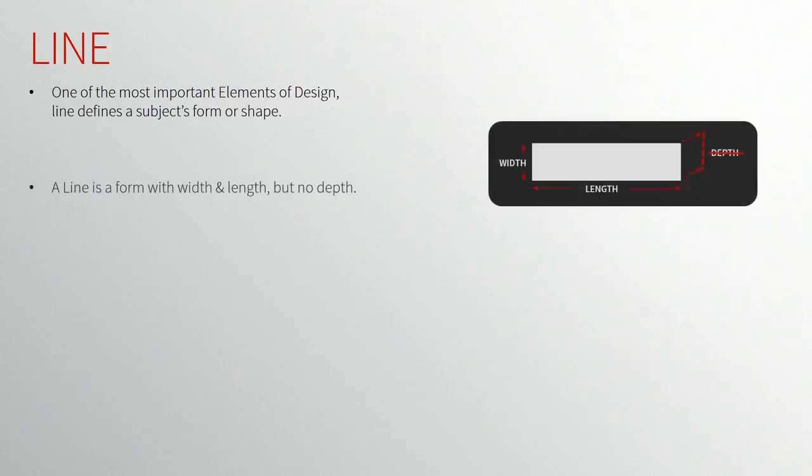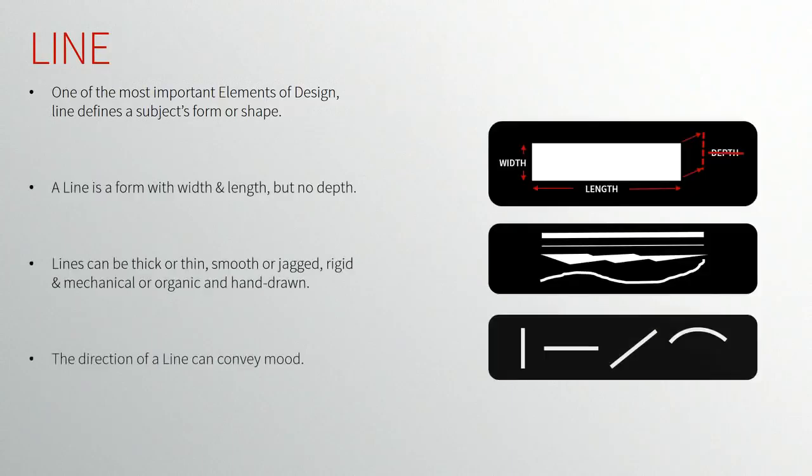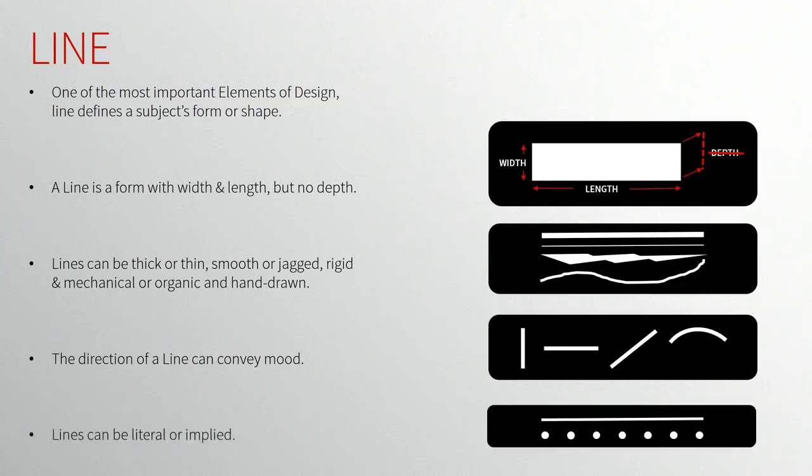Hopefully we all know what a line is, of course, but we need to understand what they represent as well. So obviously it's one of the most important elements in design because it defines a subject's shape. But have you ever stopped to think about what it actually represents, or even the mood associated with the particular type of line? Of course, they can be thick or thin, they can be smooth or jagged, they can go in every direction. And finally, a very important point to remember is that lines can be either literal or implied. So it doesn't need to be a solid line. We can also imply lines with our design as well. Okay?